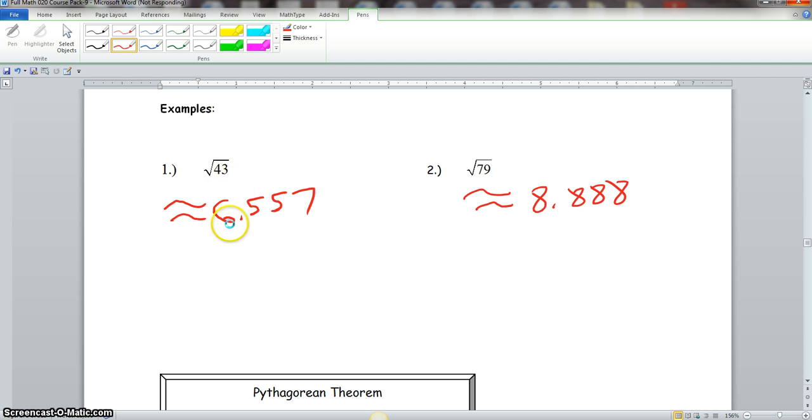But the square root of 43 will be approximately 6.557 if you round to the thousands place, or as I said, 3 decimal places. And the square root of 79 will be approximately 8.888. And that will be your final answer for these two problems if you're rounding to 3 decimal places, or as we commonly know it, the thousandths place.